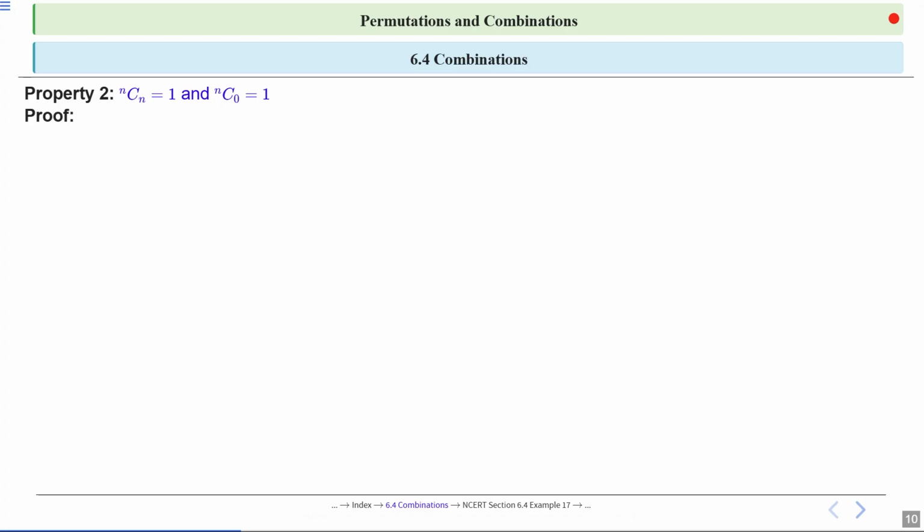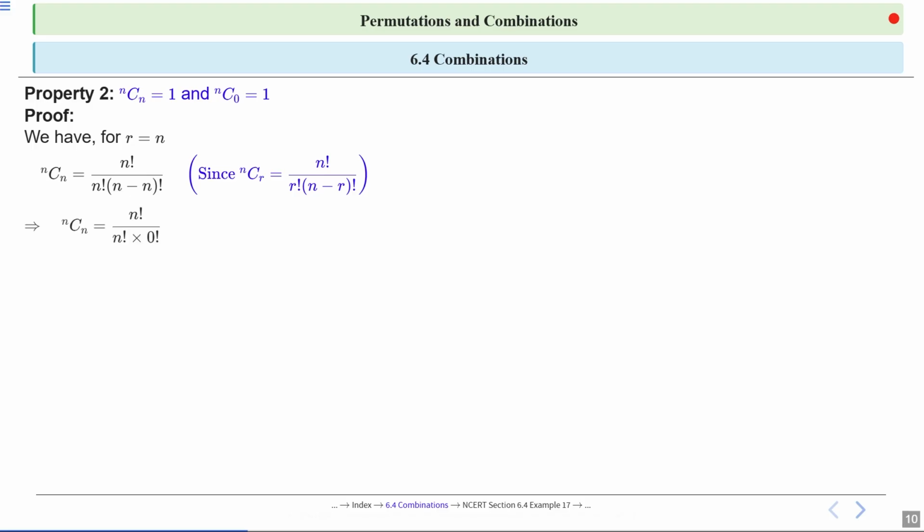So let's look at the proof of this property. We have, for r equal to n, nCn is equal to n factorial upon n factorial times (n minus n) factorial, since nCr equals n factorial upon r factorial times (n minus r) factorial. And it implies nCn equals n factorial upon n factorial times 0 factorial. Since we know 0 factorial is 1, nCn is equal to n factorial upon n factorial. This implies nCn equals 1.